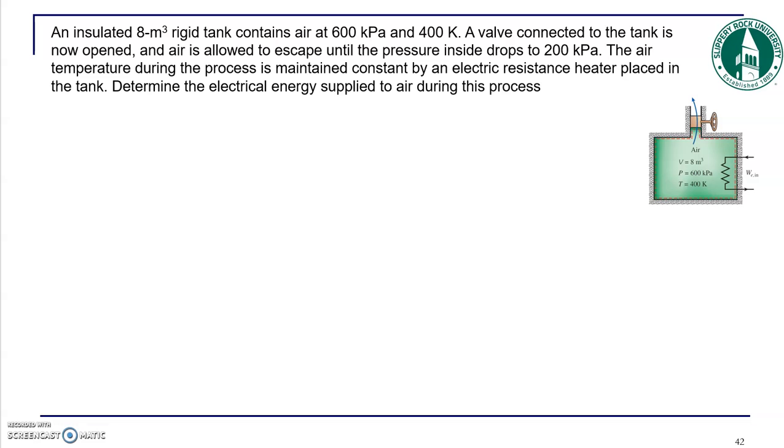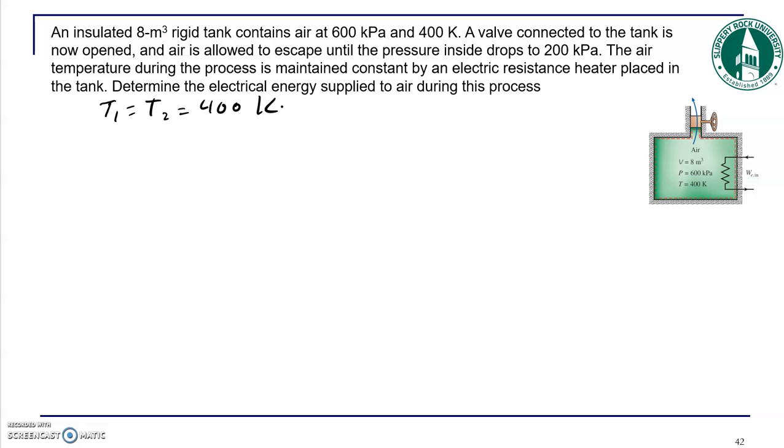So the system is insulated, but there is a heater inside the tank which keeps the temperature constant. So initial temperature of our system is equal to the final temperature, and that is equal to 400 Kelvin. And so we have this information, and the goal is to calculate the electrical energy needed to keep that temperature constant. Okay, so the first thing we want to write is the mass balance.